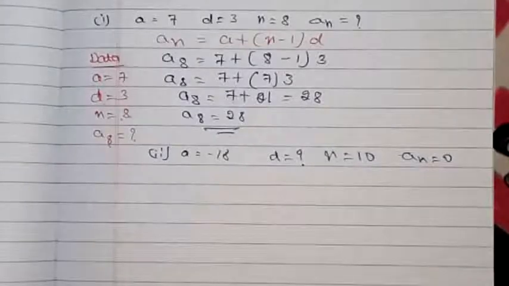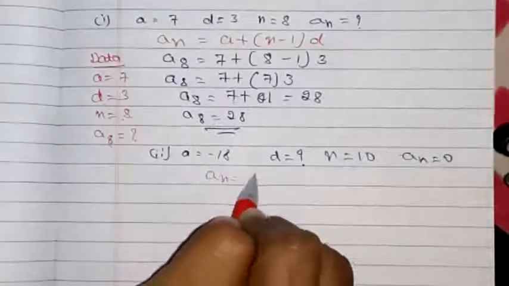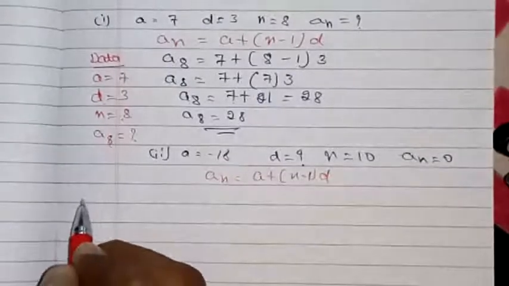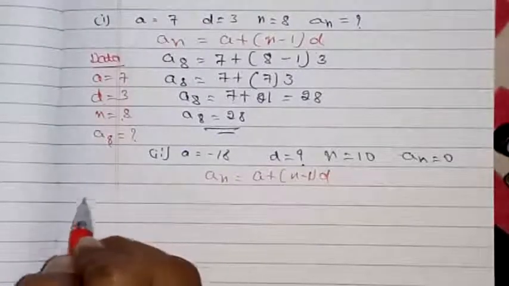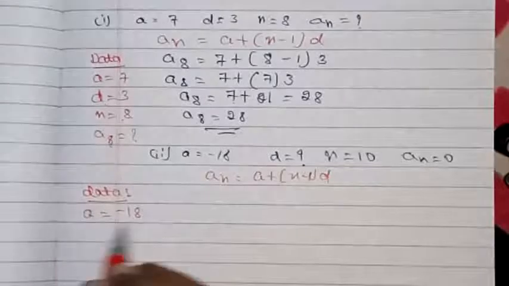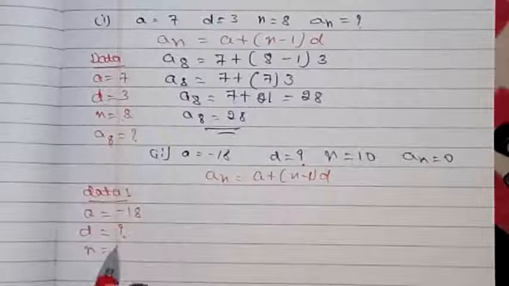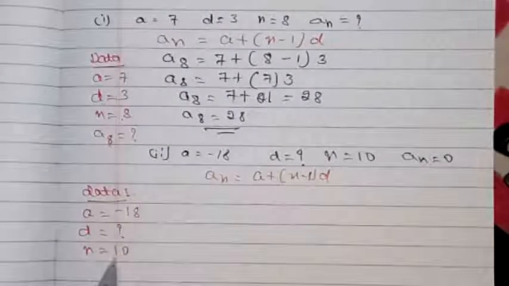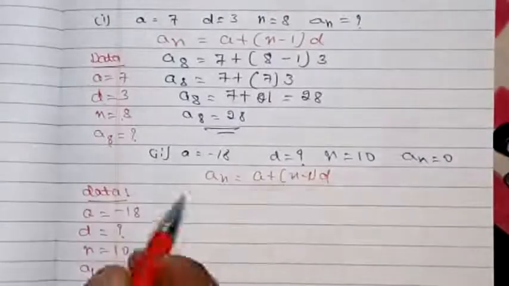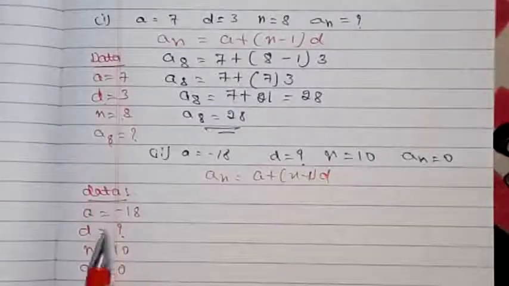Okay, now how to solve this? As usual, write down the An formula. An equals A plus (N minus 1) into D. Now just write down the data on the left hand side, children. A equals minus 18, D equals question mark that you need to find out, and N equals 10, meaning the 10th term. The 10th term they have given is 0.